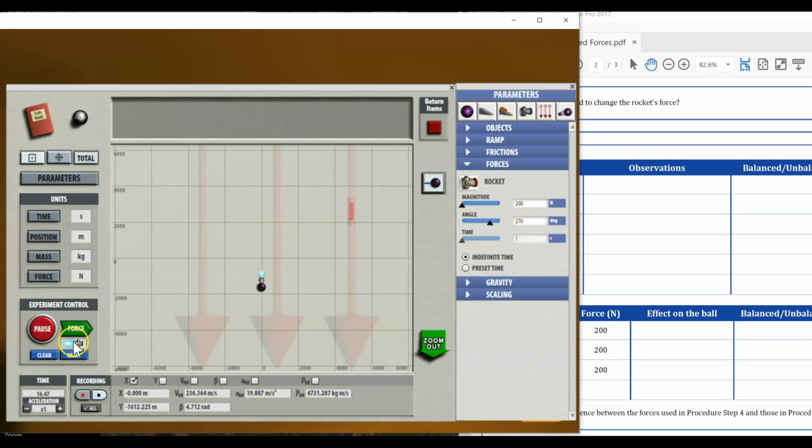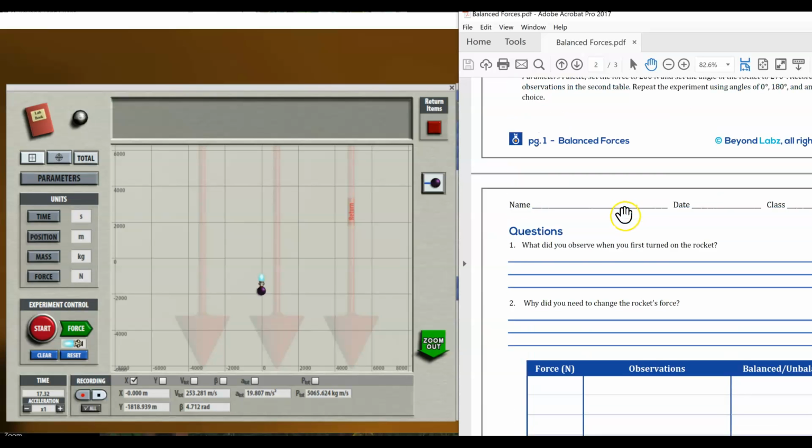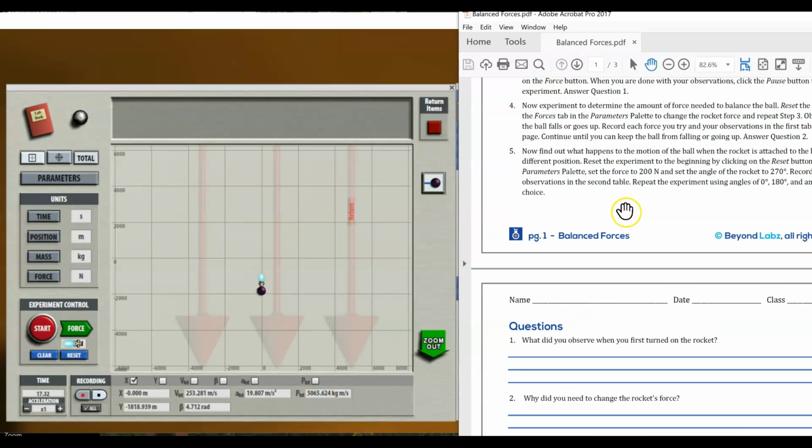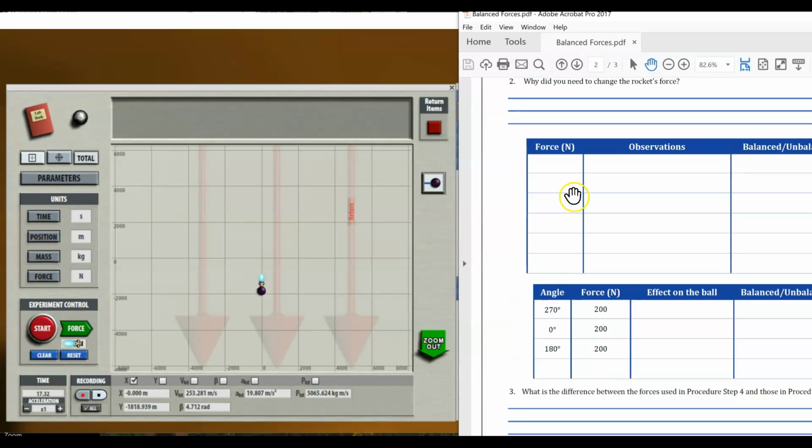Stop this. Now, you're going to describe the effect on the ball. What did you see? What did you observe? And is this a balanced or unbalanced force? And then you change from 270. You keep the force constant at 200 Newtons. We're going to change the angle from 270 to 0 to 180 and any angle of your choice. So I'm going to do that down here. You'll have 4 angles, same force. Look at the effect on the ball and determine whether it's balanced or unbalanced.